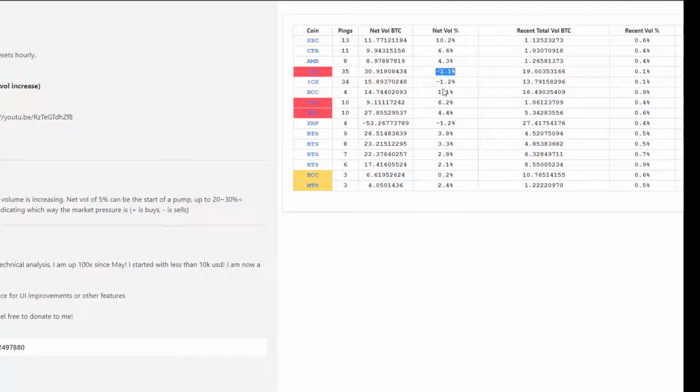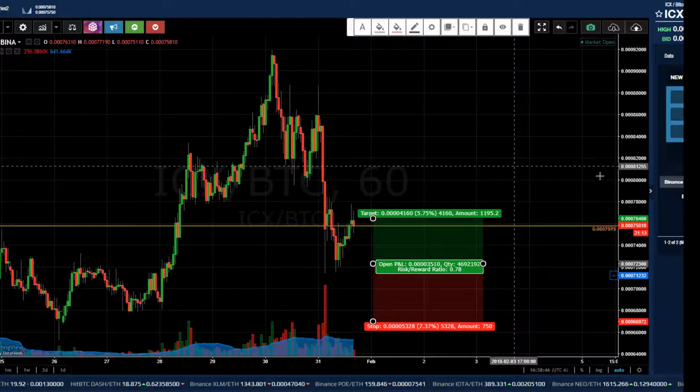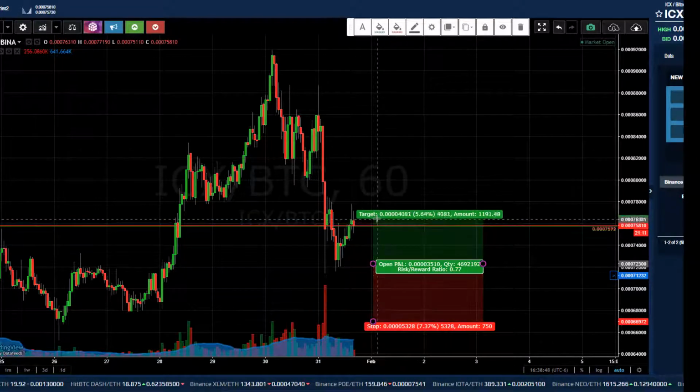Now, this negative volume means that it's probably going to go down, so I should probably check that out. But it's had a spike. So there's a battle going on in ICX. Let's see.